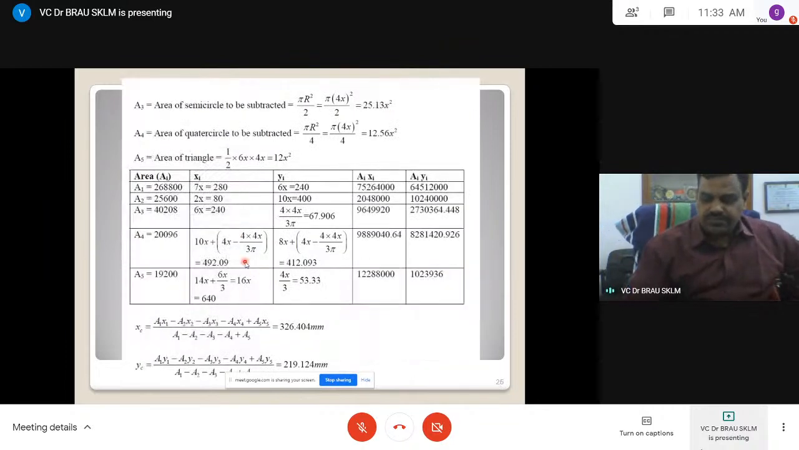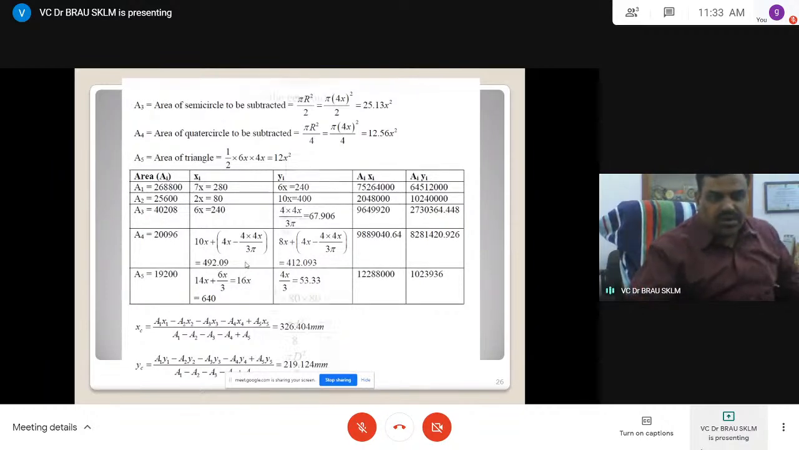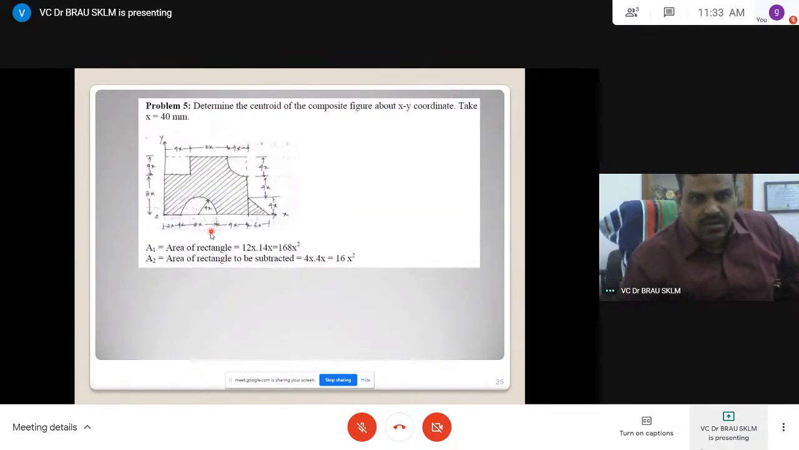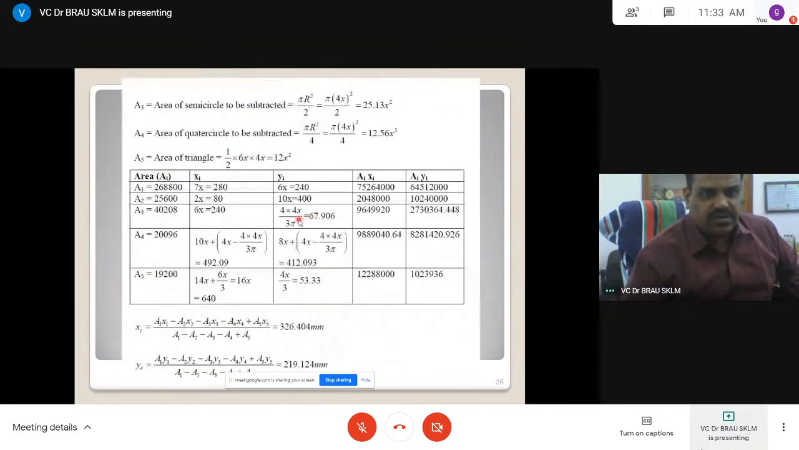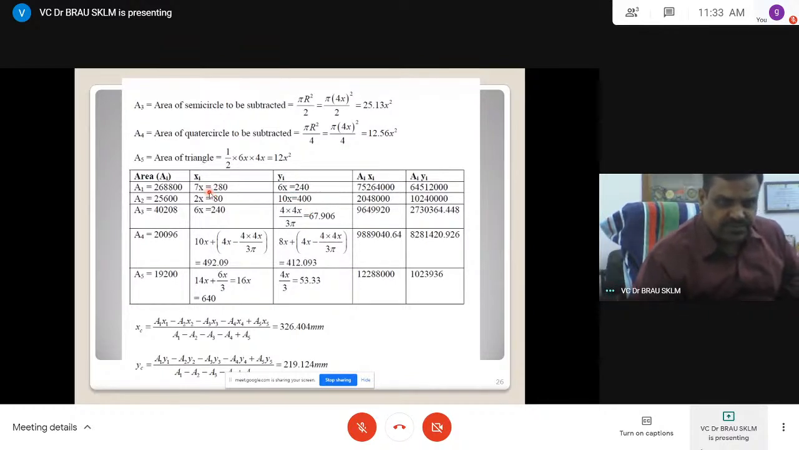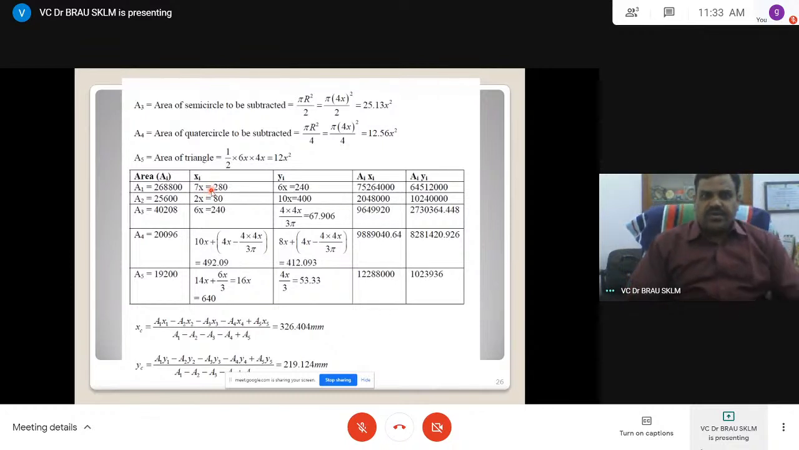Now find out here A1, A2, A3. Now let us see the about x-axis, these are the distances, about y-axis, these are the distances. For a triangle, it is h by 3, 4r by 3 pi. This is the midpoint. See, like that you have to find out the distances. 4r by 3 pi, y coordinate 6x, 10x, x coordinate. You find out and find out the total.